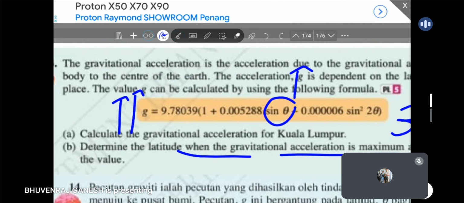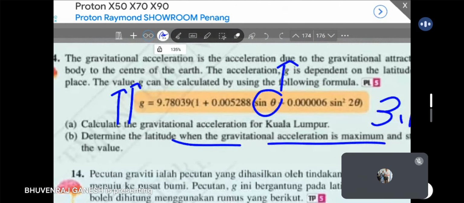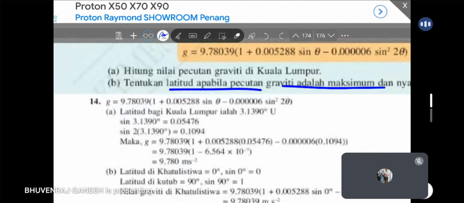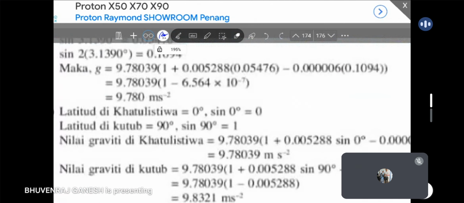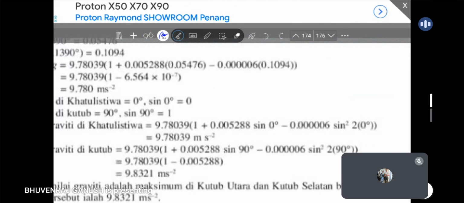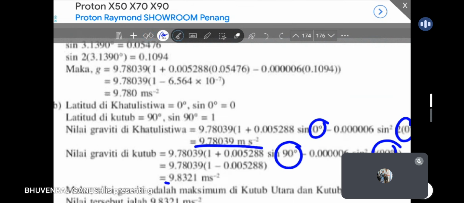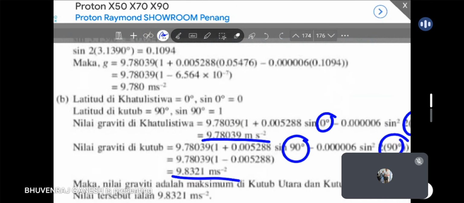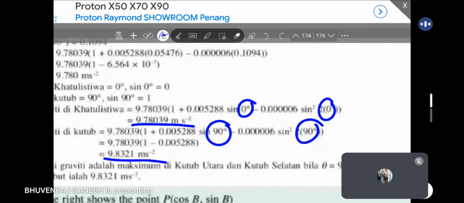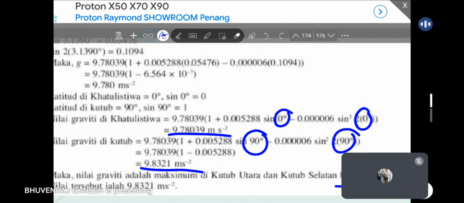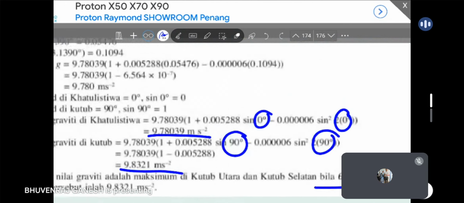So that's why theta can be 0 or theta can also be 90 degrees lah. Okay, 90 atau kosong. These are the two values when your sin theta is maximum. Alright, so you can see over here, you just need to substitute 0, gantikan kosong dalam theta, and gantikan 90 in theta. So then you count the answer. Cari dua jawapan. Okay, so you will get 9.78 and also 9.83. Okay, so from here you can conclude that the gravitational acceleration is maximum when theta equal to 90 degrees north or 90 degrees south, utara atau selatan.